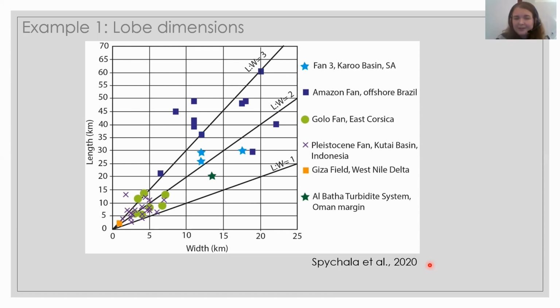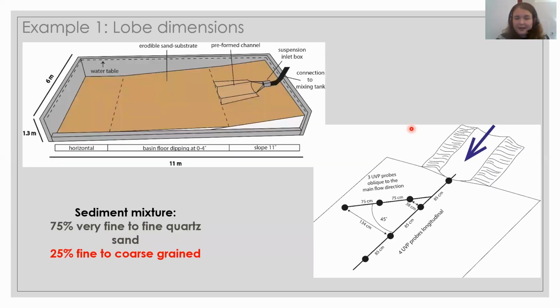But even if you look within a singular system, you can see that there is a big spread between the sizes of these lobes. And I wanted to know, okay, it cannot be the basin setup, so why would we see these differences in size? And I used one of the 3D flumes for that, and it's the 3D flume at Utrecht University. Imagine like a swimming pool sized flume that is 11 meters long, 6 meters wide, and 1.3 meters deep.